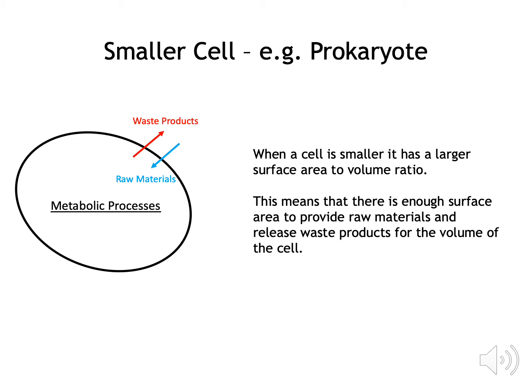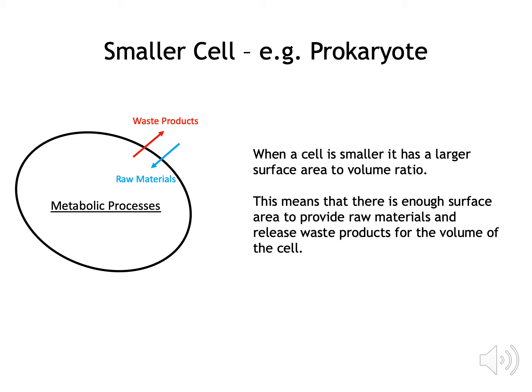Let's have a look at the difference between a smaller prokaryotic cell and a larger eukaryotic cell. When a cell is smaller, like in this example, it has a smaller volume. But when you compare the surface area, in cells the surface area is just the area the plasma membrane takes up, to the volume of the cell, it actually has a larger surface area to volume ratio. So a small cell has a large surface area to volume ratio.